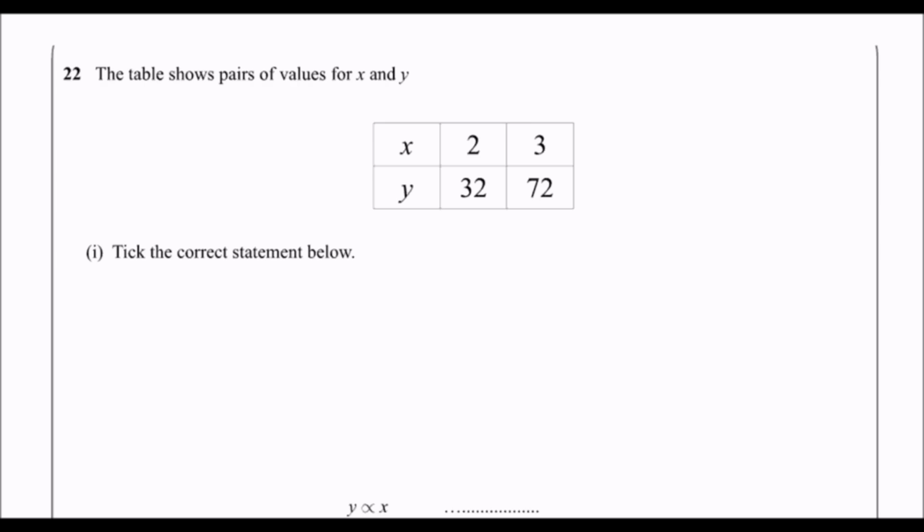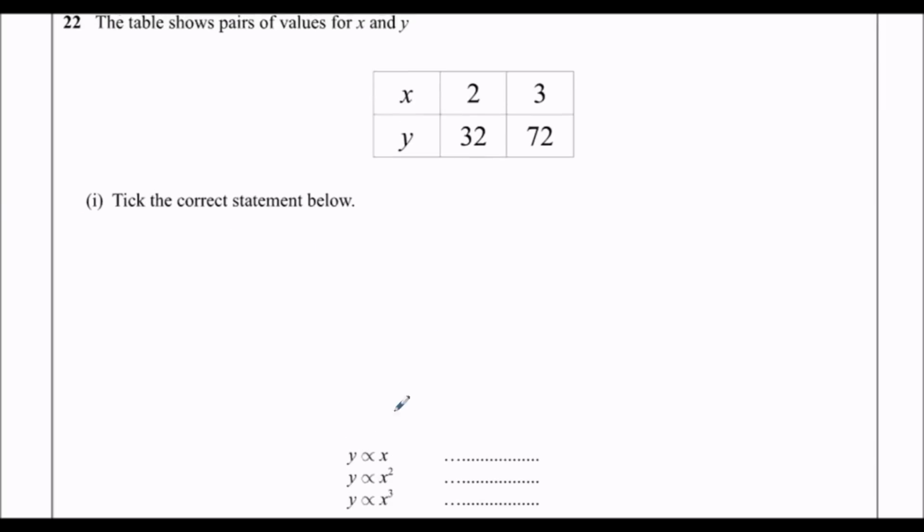Question 22. The table shows pairs of values for x and y. So when x is 2, y is 32. When x is 3, y is 72. Tick the correct statement. So either y is proportional to x, y is proportional to x squared, or y is proportional to x cubed. So if y is proportional to x, y will be equal to k times x. If y is proportional to x squared, it will be k times x squared. And if it's proportional to x cubed, it will be k times x cubed, where k is a number we can work out. So it would have to be the same k value for both sets of values.